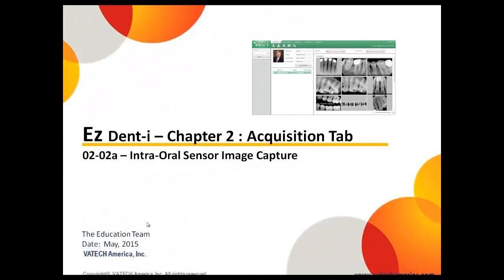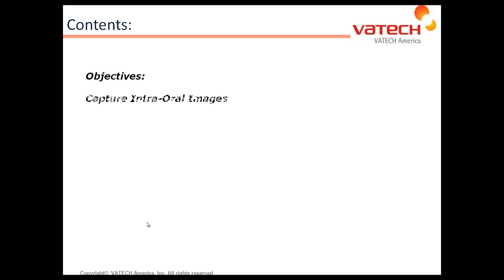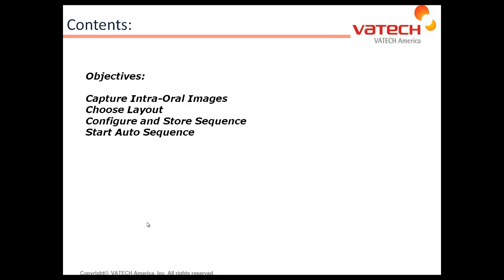EzDent-i, Chapter 2, Acquisition tab, Intraoral Sensor Image Capture. The objectives are: capture intraoral images, choose a layout, configure and store a sequence, start an auto sequence, save captured images, and retakes.